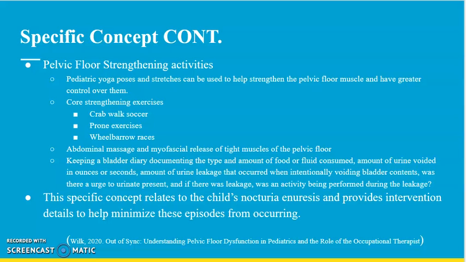And keeping a bladder diary documenting the type and amount of food or fluid consumed, amount of urine voided in ounces or seconds, amount of urine leakage that occurred when initially voiding bladder contents, whether there was an urgency to urinate present, and if there was a leakage, whether an activity was being performed during the leakage. So this specific concept relates to the child's nocturia and enuresis and provides intervention details to help minimize these episodes from occurring.